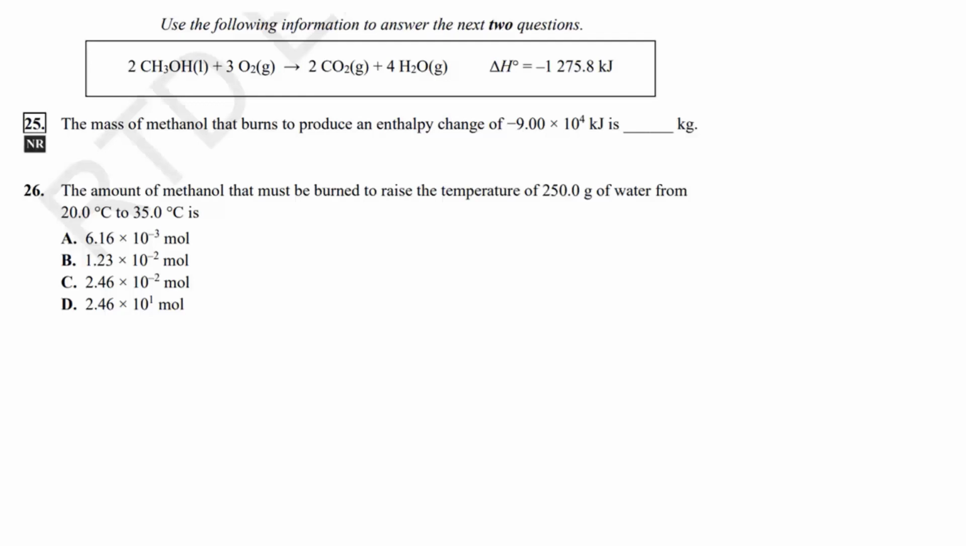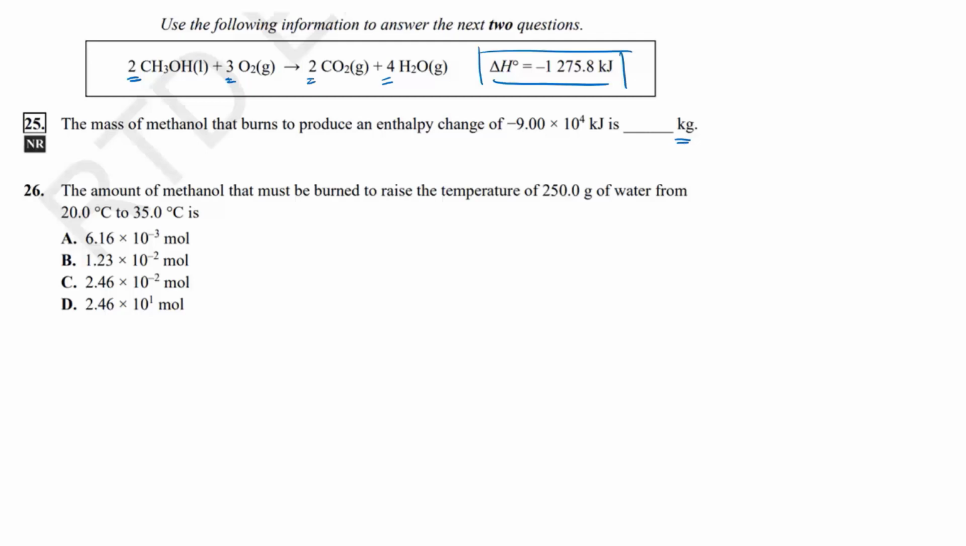With this question, we have a balanced chemical equation with the balancing coefficients that you see here, and we also have a delta H value for the chemical reaction. In question 25, they want to know what is the mass of methanol that burns to produce an enthalpy change of negative 9.00 times 10 to the 4 kilojoules, in kilograms. Remember that I told you before that you always have to pay attention to the units in the question.